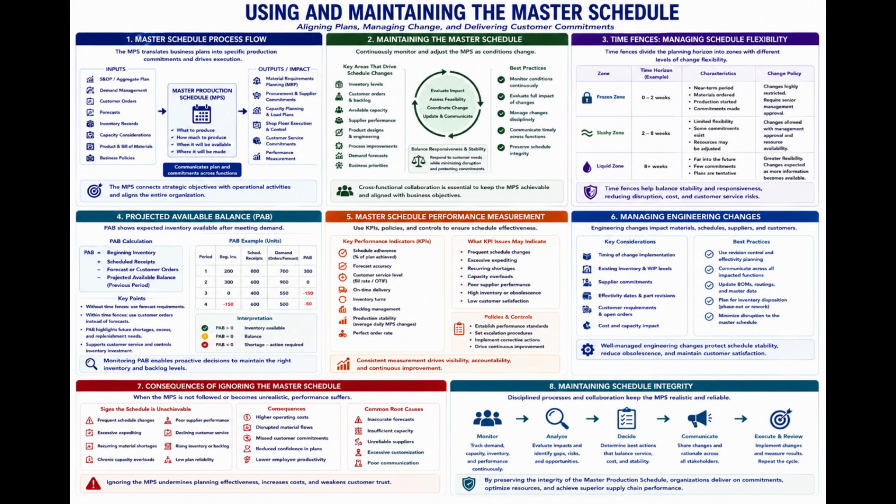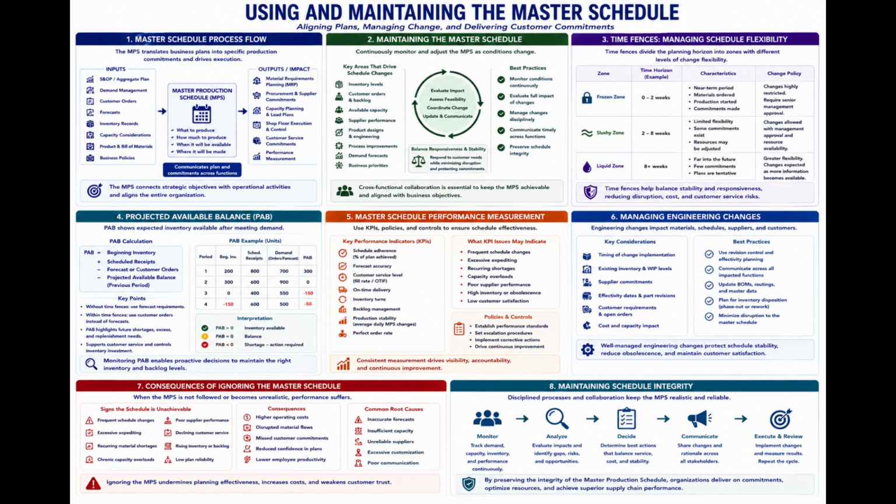Successful maintenance depends on timely communication, disciplined change management, and cross-functional collaboration among operations, procurement, sales, engineering, and supply chain teams. A fundamental tool used in master schedule management is the concept of time fences. Time fences divide the planning horizon into zones that control the degree of schedule flexibility.